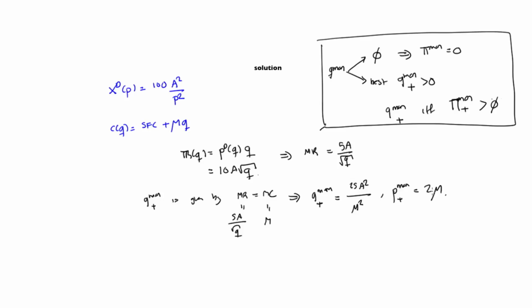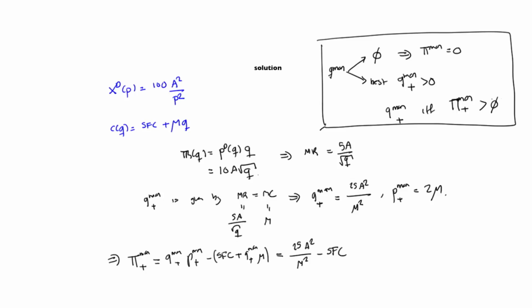Now, what does this imply? This implies that the profits of the monopoly, conditional on entry, are going to be equal to its revenue, which is Q monopoly times P monopoly, minus its cost, which is the semi-fixed cost plus Q monopoly times mu. If you do the algebra substituting, this is equal to 25A squared over mu squared minus SFC.